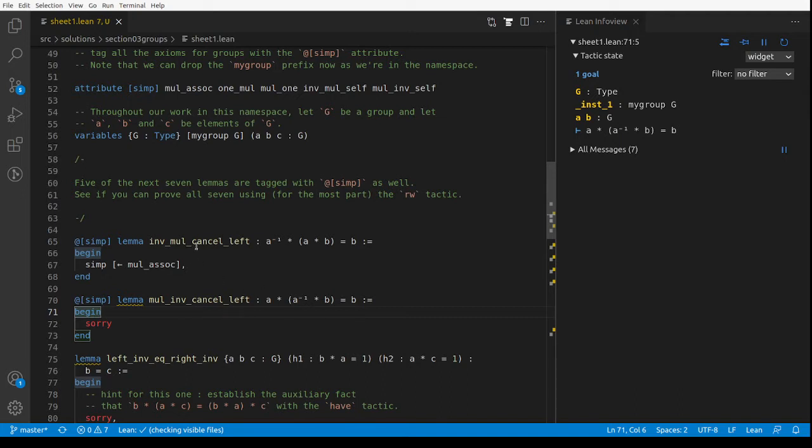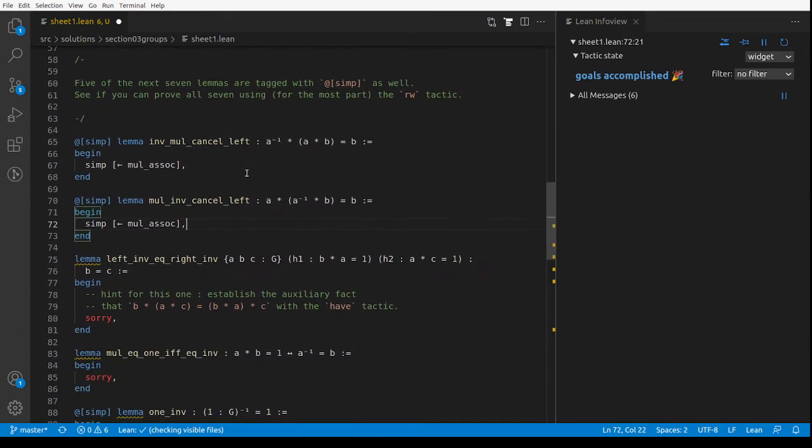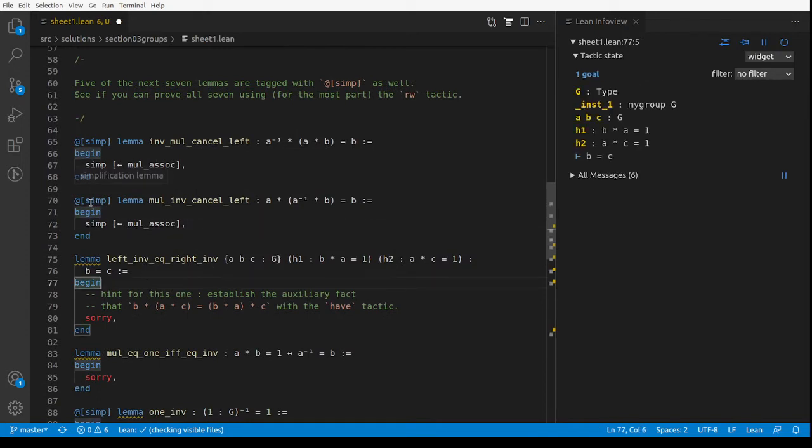I don't think we can use inv_mul_cancel_left to prove mul_inv_cancel_left, but however, I do think we'll be able to do this because the proof is the same, right? You rewrite associativity backwards, and then it just follows from the axioms, each of which is known to the simplifier. So here's a useful one. We've tagged that simp as well.